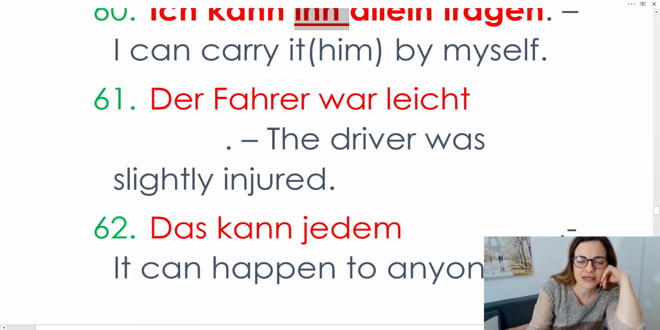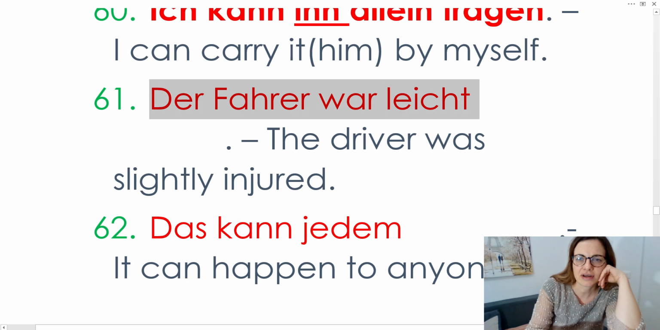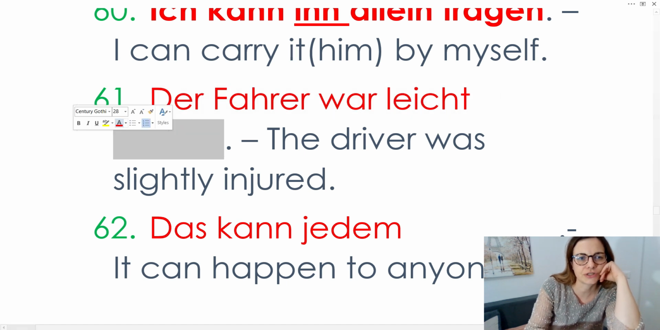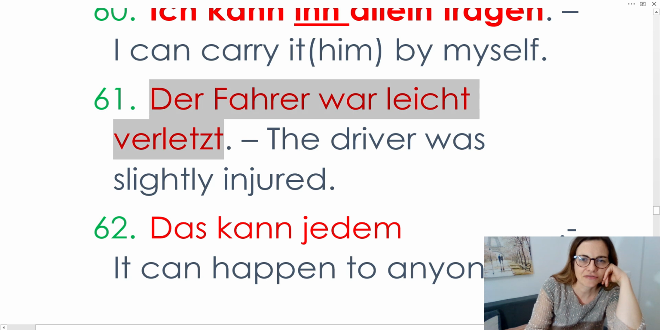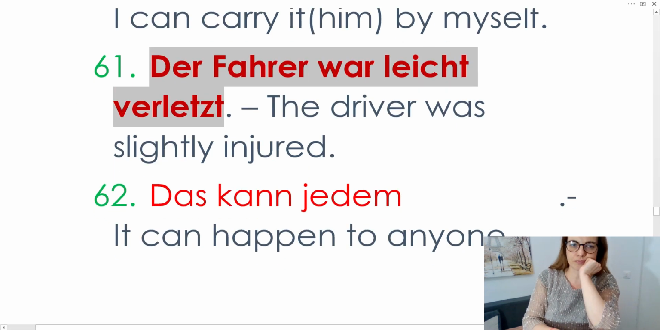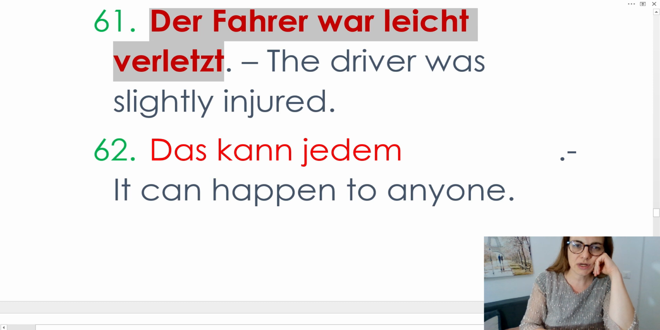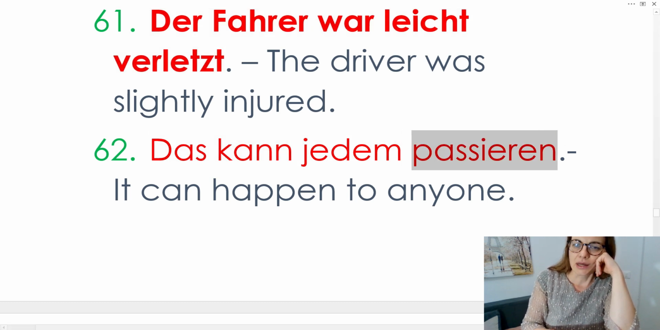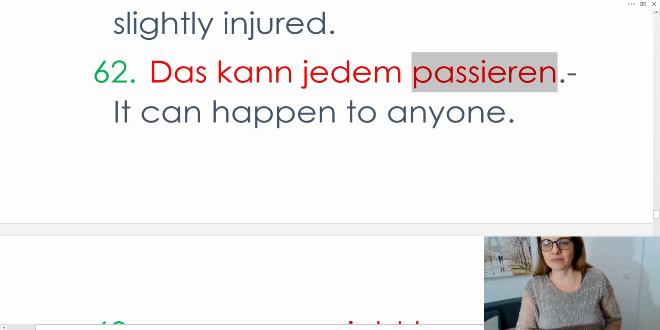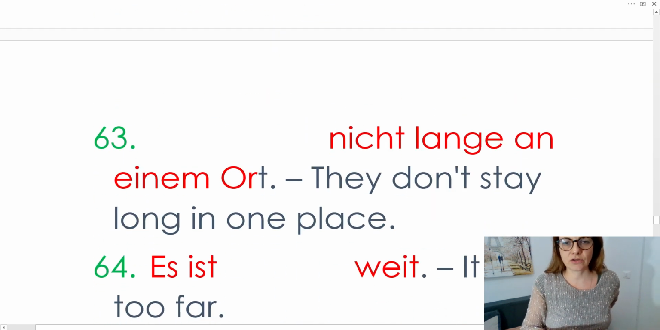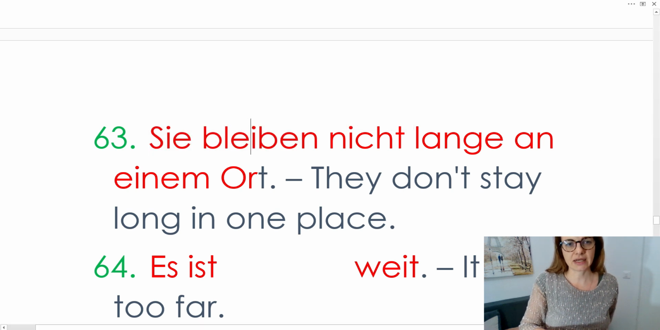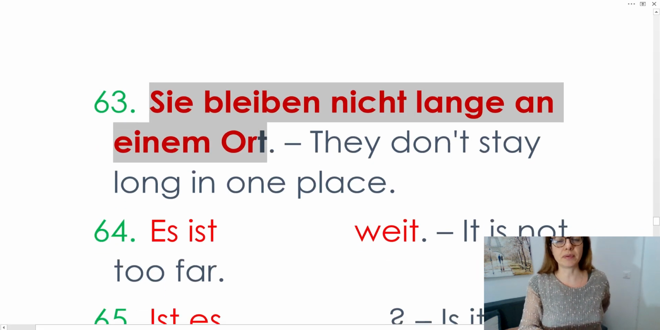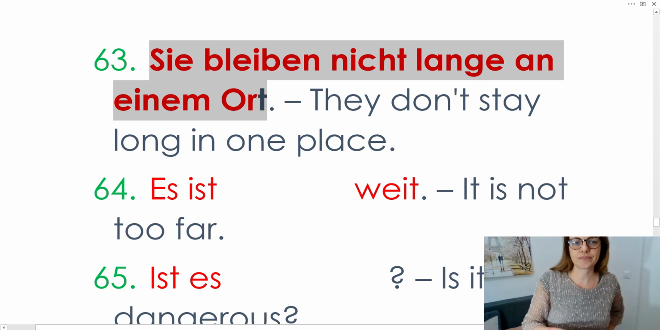The driver was slightly injured. Der Fahrer war leicht injured. Verletzt. Der Fahrer war leicht verletzt. It can happen to anyone. Das kann jedem happen. Passieren. Das kann jedem passieren. They don't stay long in one place. Sie bleiben nicht lange an einem Ort.